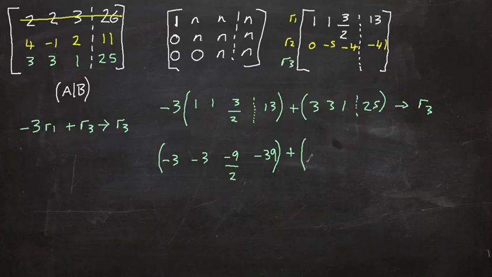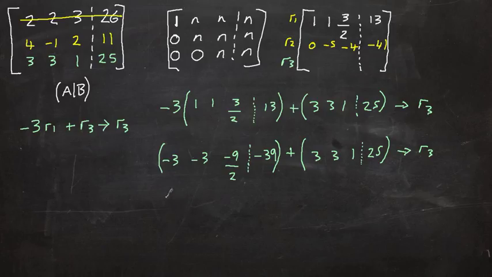And we add it to what it already was. 3, 3, 1, 25. You can put these down if you want to, but it doesn't really make any difference. I'm going to add those together and make it the new row 3. But when you add matrices, you have to do them element by element. So we have minus 3 plus 3.